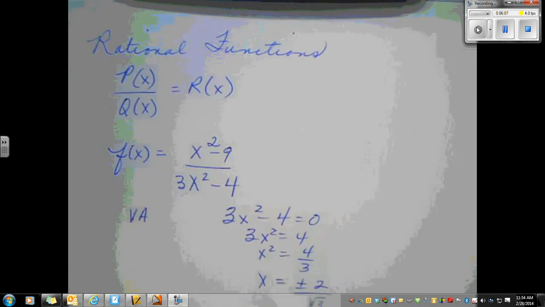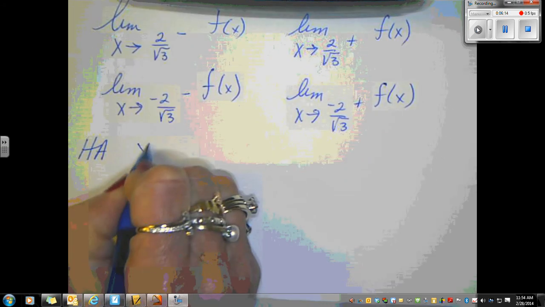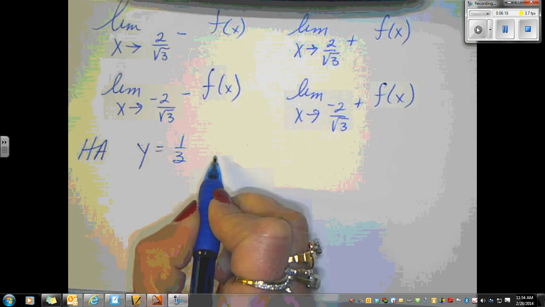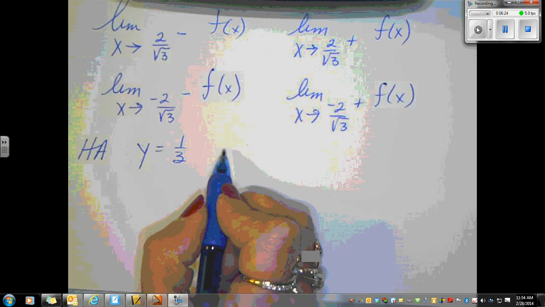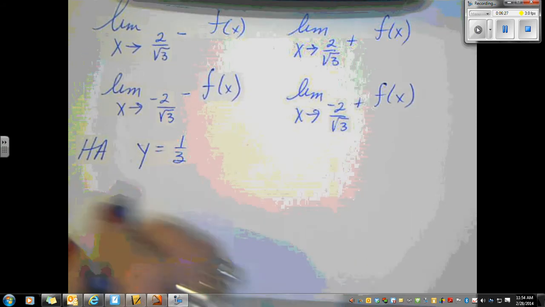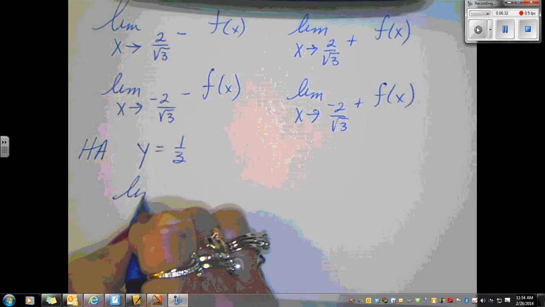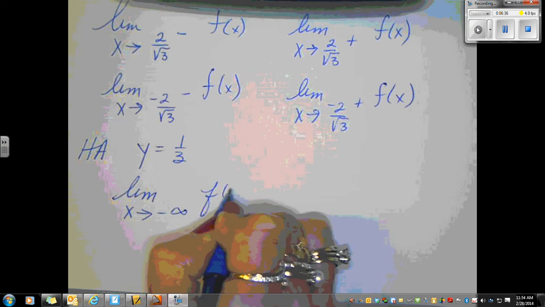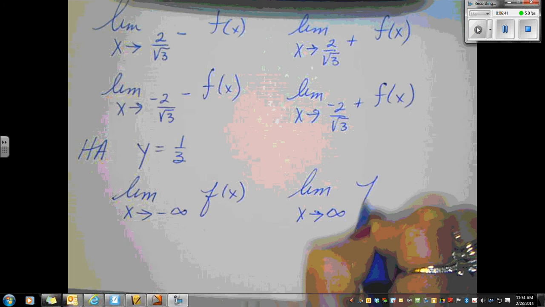Anybody? 1/3. Y equals 1/3. The degree of the top was 2. The degree of the bottom was 2. Therefore, it's the coefficients in front, 1/3, right? Now, that is the algebra. But we have to do limit as x goes toward negative infinity, limit as x goes toward positive infinity. This is the proof.